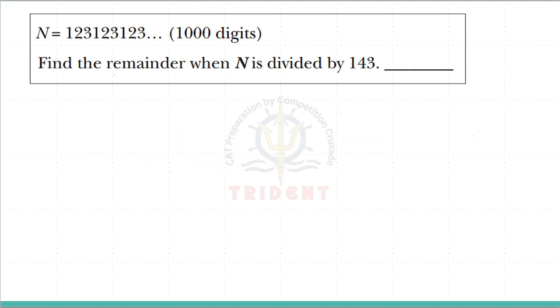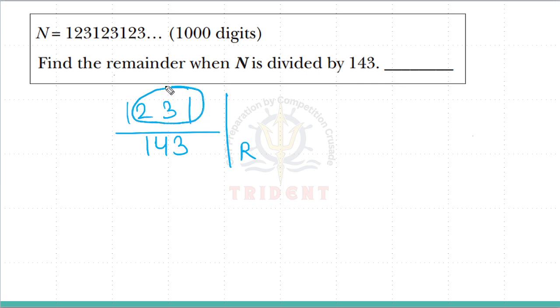Now let's calculate the remainder. The remainder will be calculated like this: 1 2 3 1 divided by 143. Now obviously at this instance, you can calculate the remainder by using division methods. I would still say that don't use division methods. Form the 3-digit group and subtract from this one. So this is going to be 231 minus 1, that is going to give me 230 divided by 143, remainder.